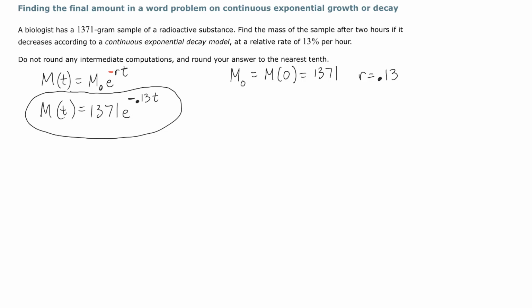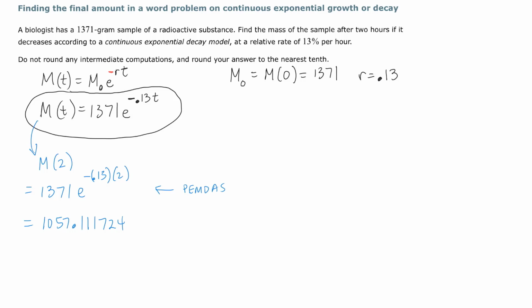Now, because we have this, we could proceed to the answer. We need to find the mass of the sample after 2 hours. In other words, find m of 2. Now we have an expression, and we simply substitute 1371 e, negative decimal 13, and then multiply it by 2. Do your magic on your calculator. You should get this number, 1057 decimal 111724. Remember, when you evaluate this, make sure you use order of operations with your calculator.